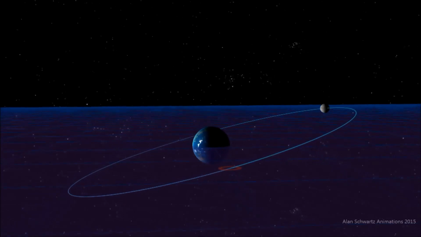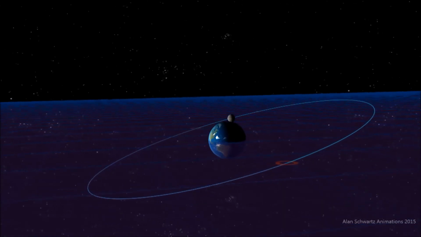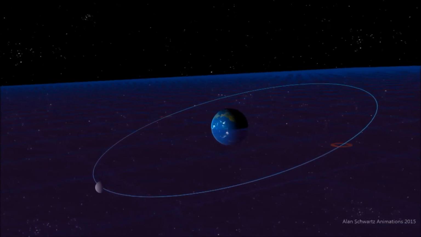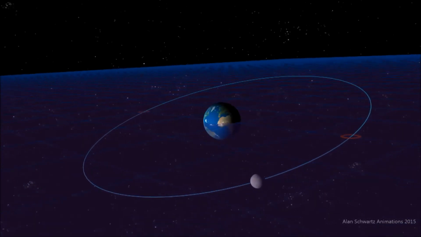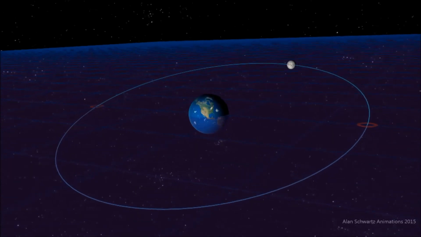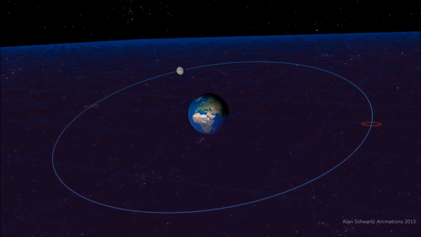These nodes are the orbital positions the Moon must be in for an eclipse to occur, but only when they coincide with the new or full moon phases. To understand where the ecliptic nodes coincide with these locations, we have to zoom out and study the Earth as it travels around the Sun.